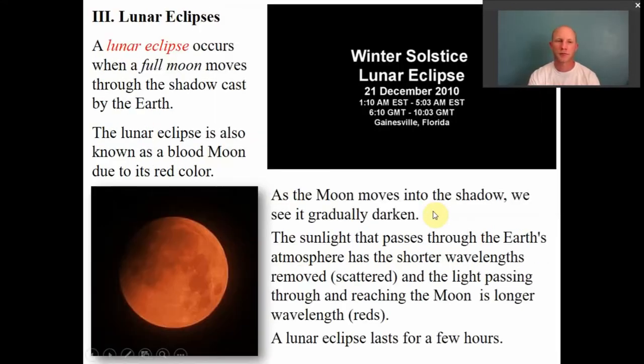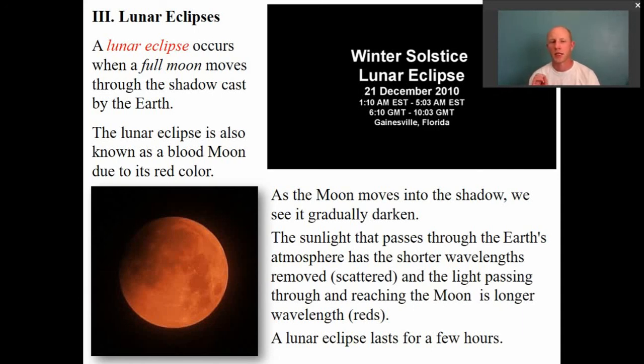Okay, so we have some eclipses. A lunar eclipse occurs when the full moon moves through the shadow that's cast by the Earth. So we cast a shadow, right? And then the moon will pass behind us every so often. The lunar eclipse is also known as the blood moon due to its red color, and that's because of the light.